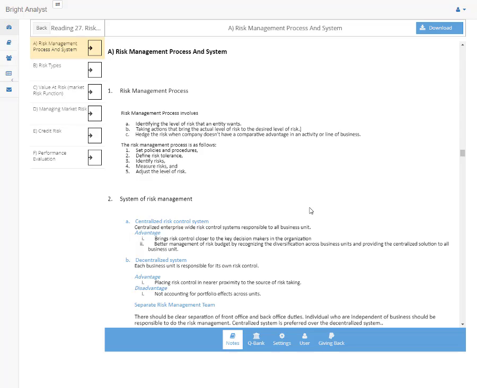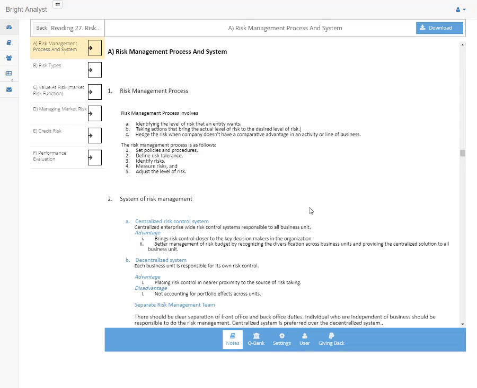Most businesses cannot make money unless they are involved in risk taking activities, but the risk management process is to bring the risk down to the desired level so that the business can sustain and unnecessary risk can be avoided. So hedge the risk when the company doesn't have a comparative advantage in an activity or line of business.